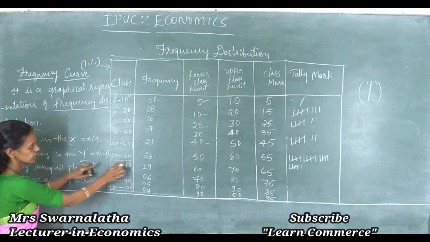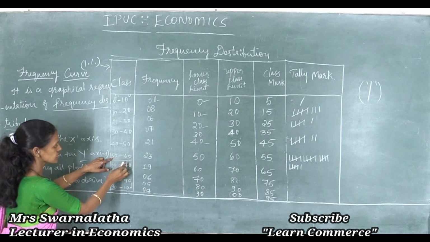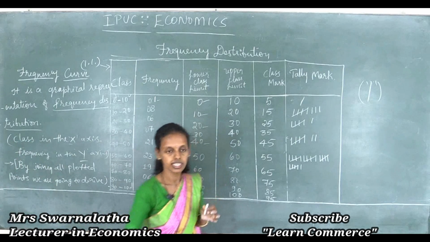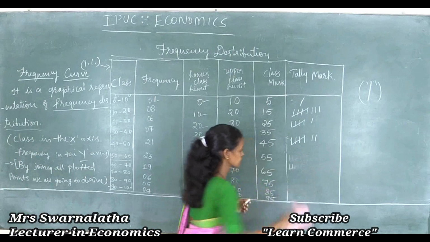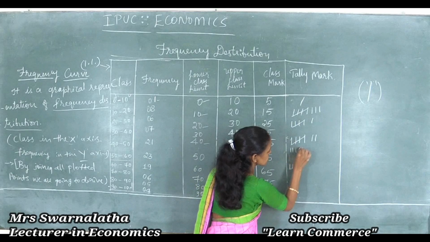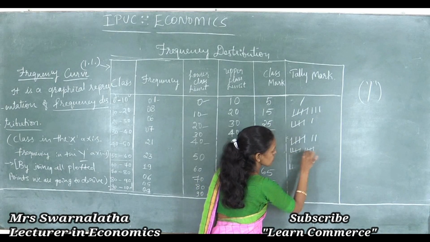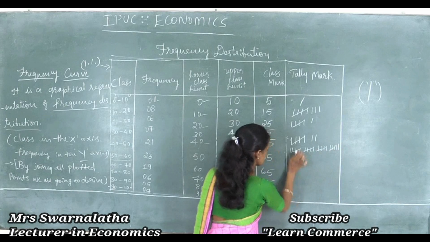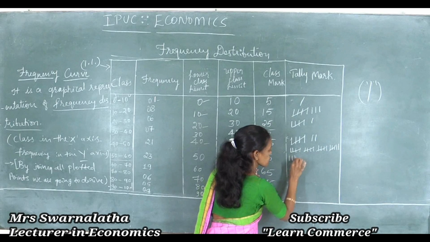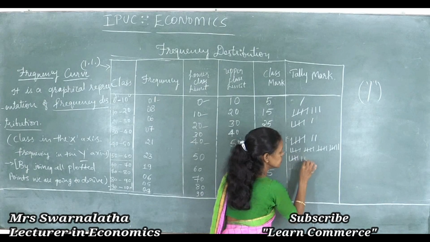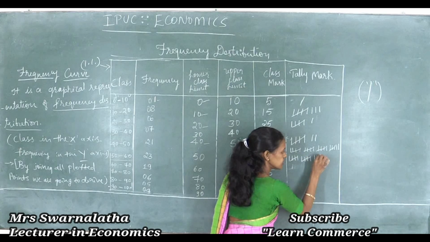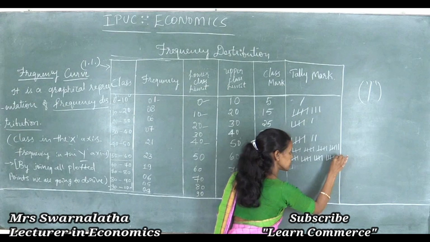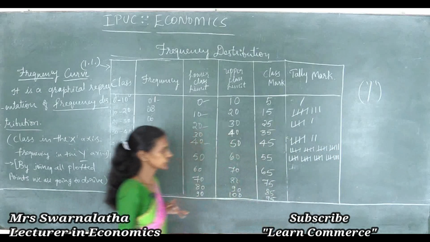Next is 50 to 60, that is 23: 5, 6, 7, 8, 9, 10, 15, 20, 21, 22, 23.